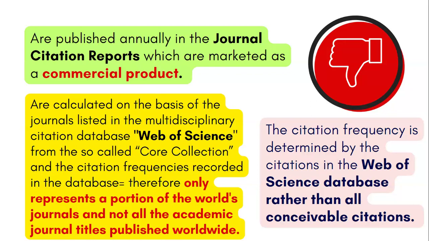So only a portion of the journals published worldwide are represented in the Web of Science. That means the IF is actually considering only that portion, and even that portion is not all considered. They only consider those under the core collection. So there is discrimination, there's bias against a lot of journals published. The citation frequency is determined by the citations in the Web of Science database rather than all conceivable citations.